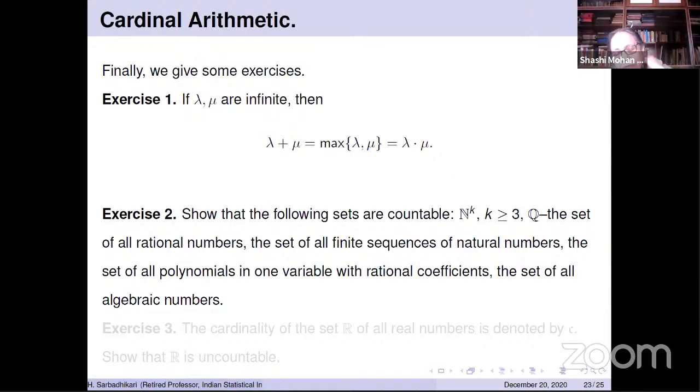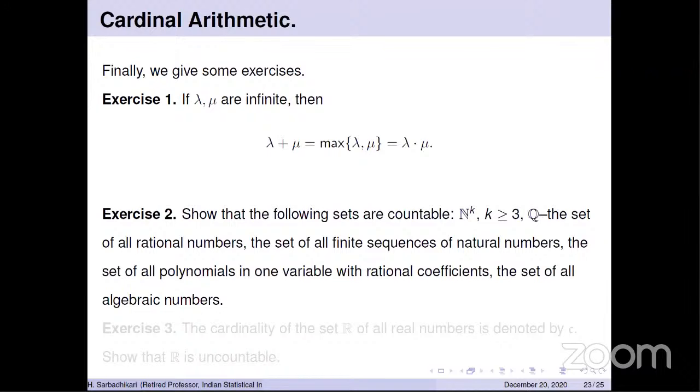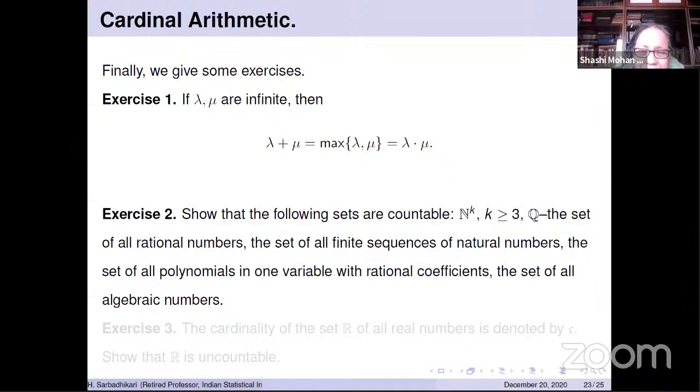Now look at exercise 2 also and see whether that is simple. First look at N^k for k greater than or equal to 3. N^2 you have already done. Can you show that that is countable? Do you have a simple way of showing it? We can use induction, right? Yes, you can use induction.